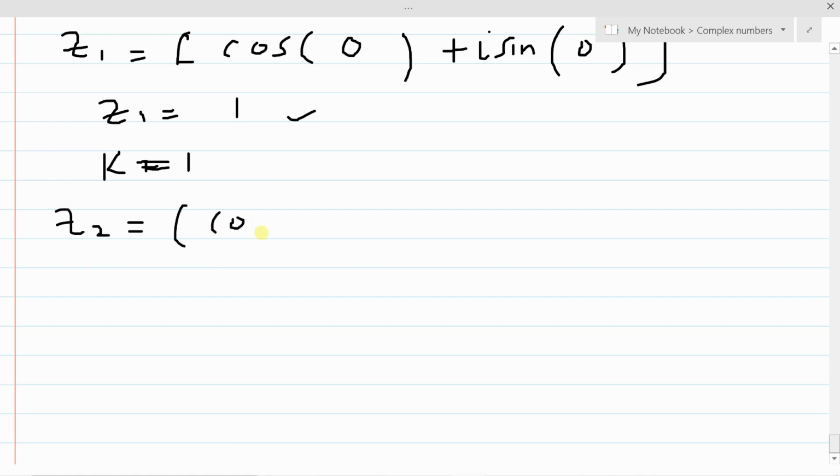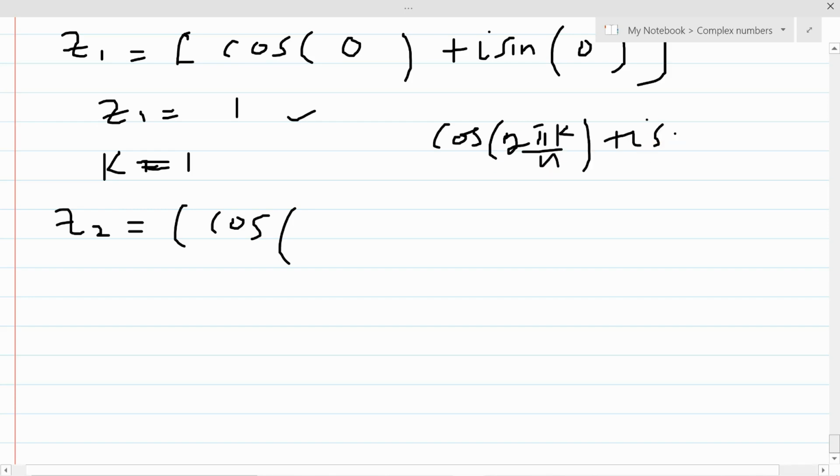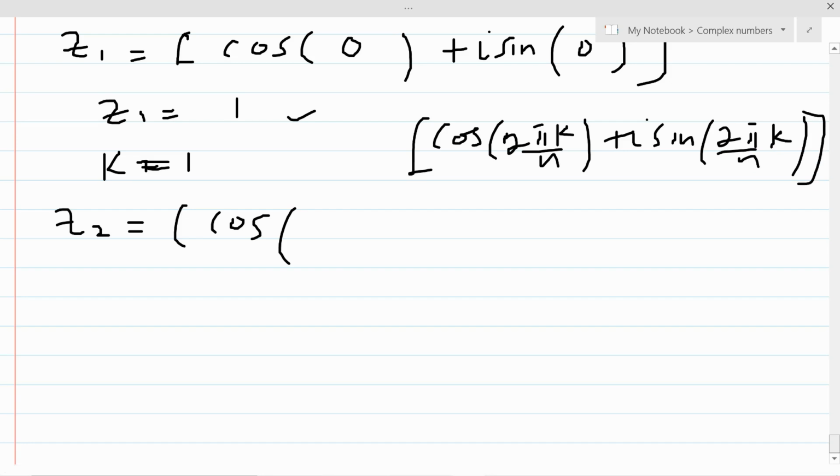Cos of 0 plus 2 pi k. Okay, so we are just putting them in this: cos of 2 pi k over n plus i sine of 2 pi k over n. Since our theta is 0, we just leave them like that. Okay, so this is it.